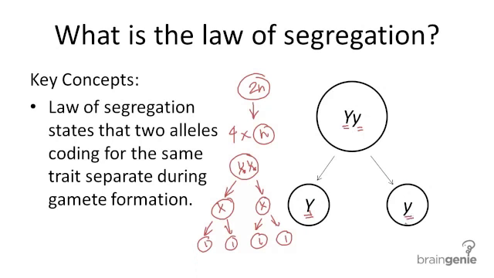So this is what the law of segregation states. 2 alleles coding for the same trait will separate during gamete formation. Mendel didn't know the specifics of genetics when he proposed this law. Pretty smart guy.